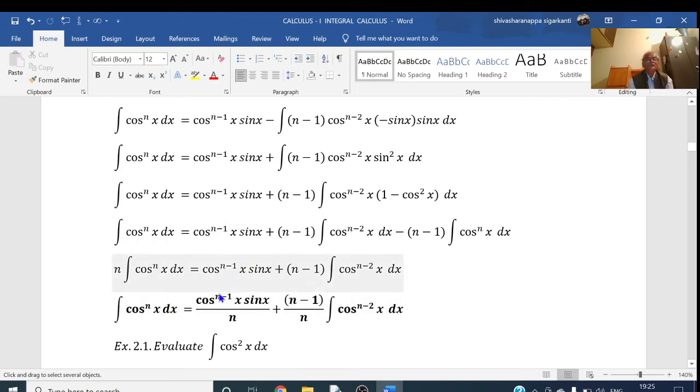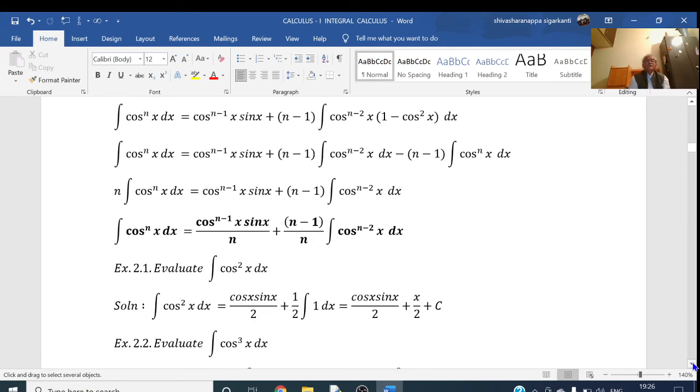This is equal to cos x to the power of n minus 1 into sin x by n plus n minus 1 by n into the integral of cos x to the power of n minus 2. So this is the integration in terms of power of n. It is reduced to the integral of power n minus 2. Now we go for some examples.